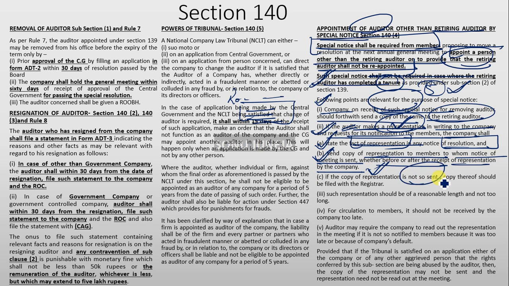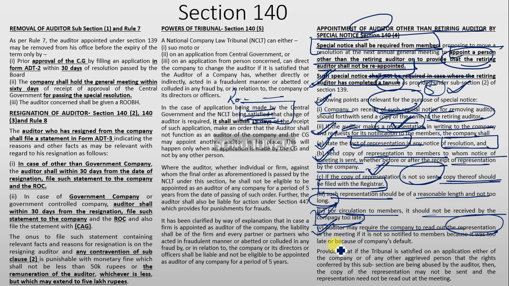Now, if the representation is not sent due to the delay in the representation made by the auditor, in that scenario the auditor shall have the authority to read out his representation in the general meeting, and a copy of such representation shall also be filed with the Registrar. The representation should be of reasonable length, not too long; we do not expect to hear an essay in a general meeting. For circulation to members, it should not be received by the company too late, as I confirmed earlier. The auditor may require the company to read out the representation if it is not notified to the members because it was received too late or because of the company's default.